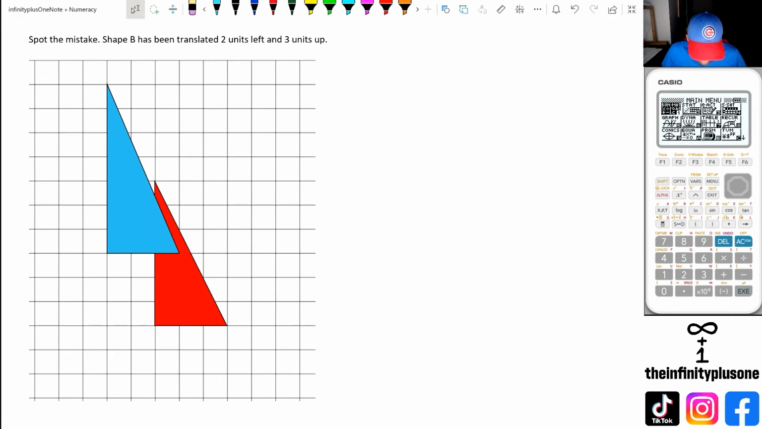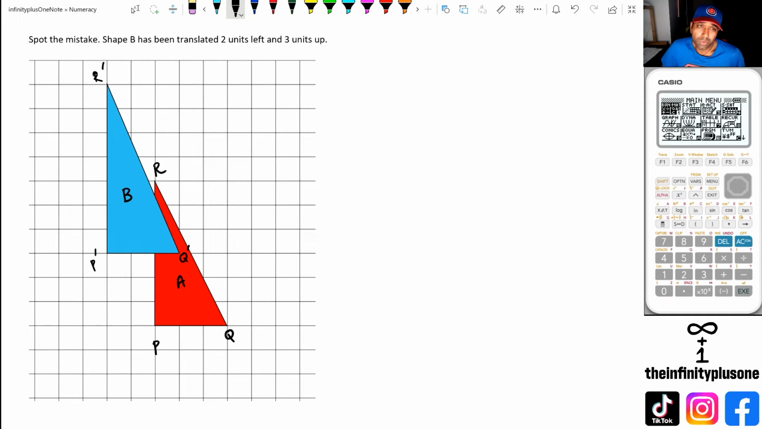Alright, so in this question, it says spot the mistake. Shape B has been translated 2 units left, 3 units up. I should have actually put the shape B as the blue colored one, but let's kind of do that. So let's say this is shape B and shape A. So our first step, we're going to label some points here. I might actually call this P, Q, and R. And then what I'm going to do is I'm going to do the same thing there. So it's going to be P dash, Q dash, and R dash.